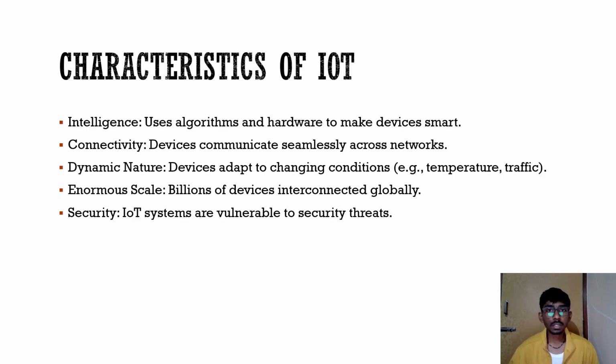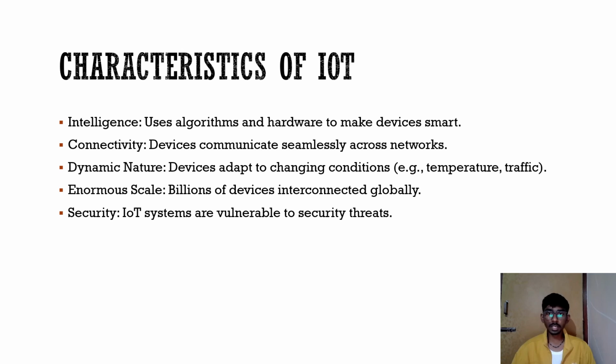Main characteristics of IoT. Intelligence: it uses algorithms and hardware to make devices smart. It can perform complex tasks in a smaller time, and the devices can easily perform many tasks. Connectivity: devices communicate seamlessly across networks. As they are connected to the internet, we can access those devices from anywhere. Suppose we can access the device sitting in another country, like turning a bulb on or off in our house if it is connected to the internet. And dynamic nature.